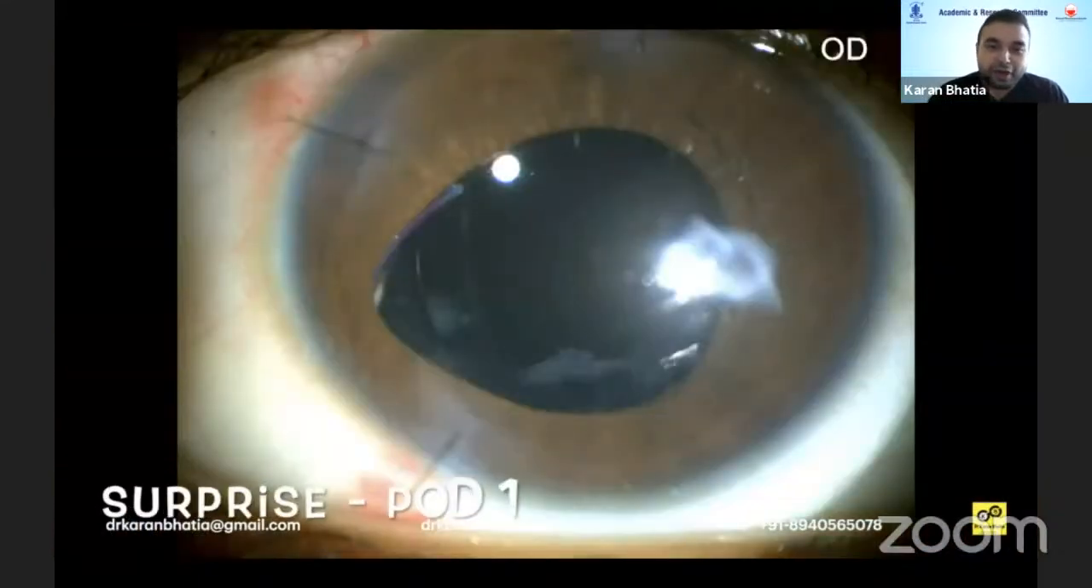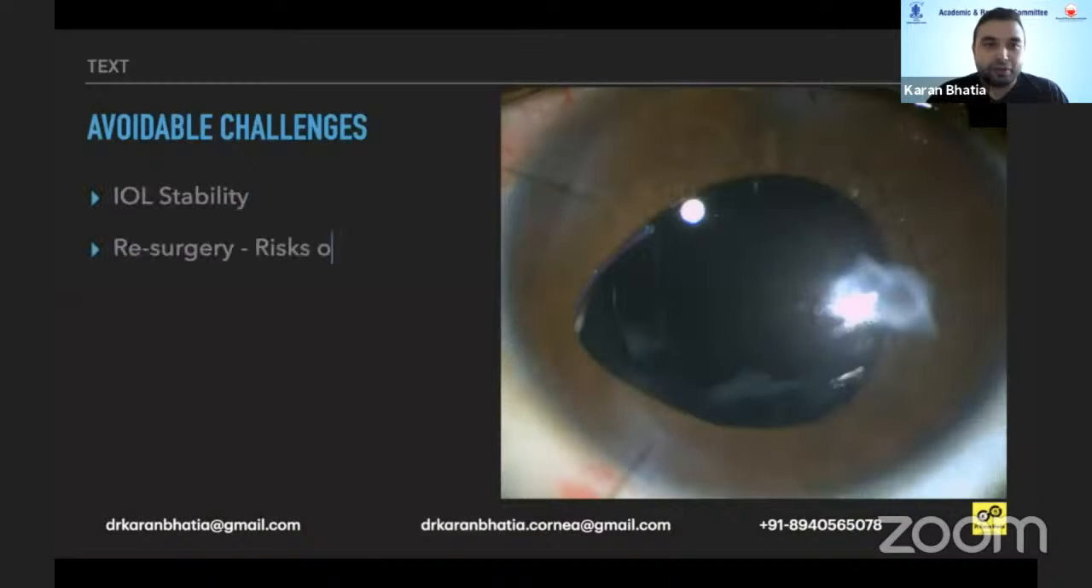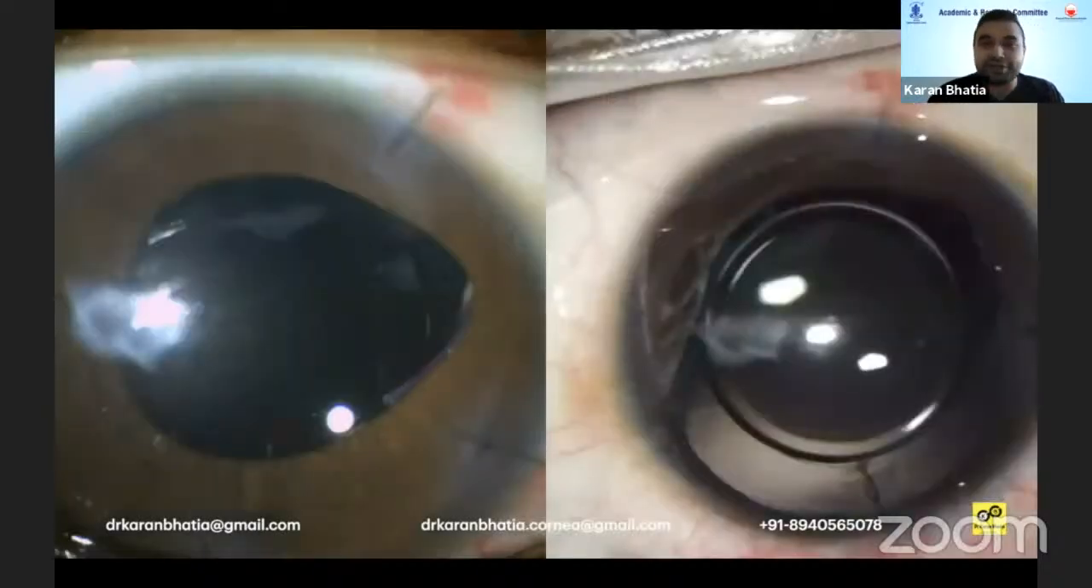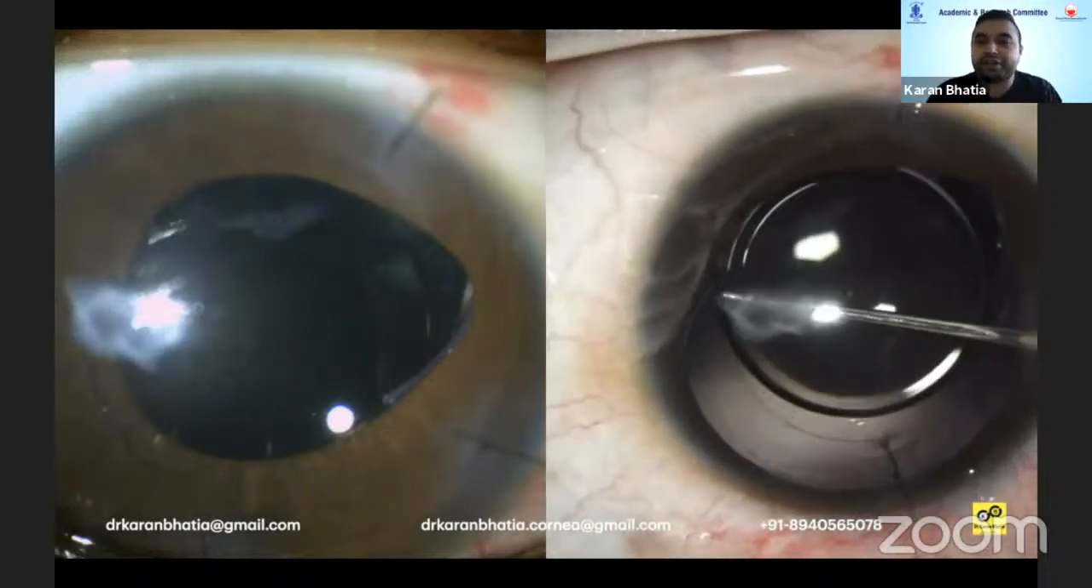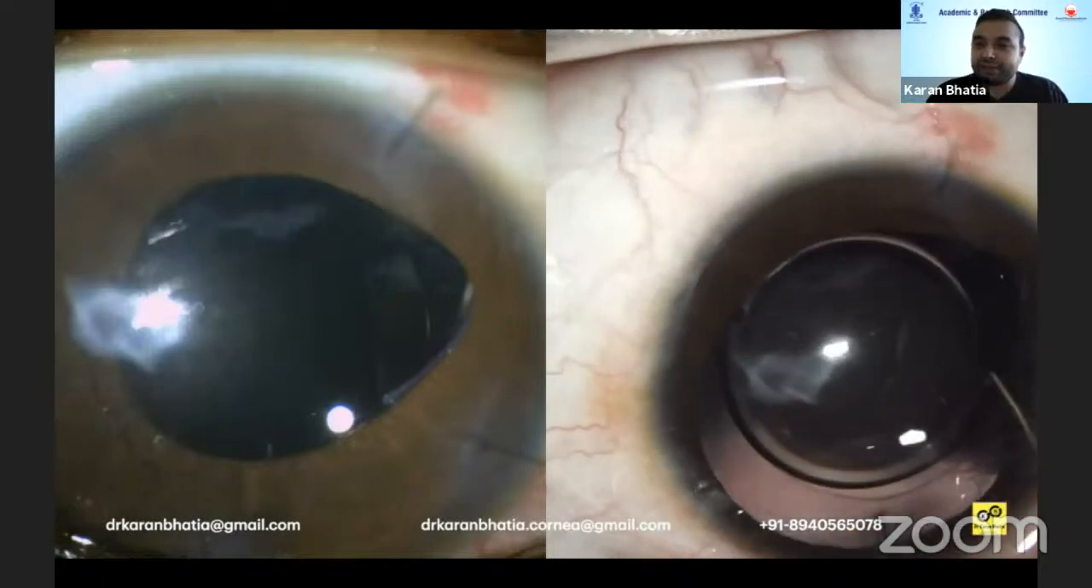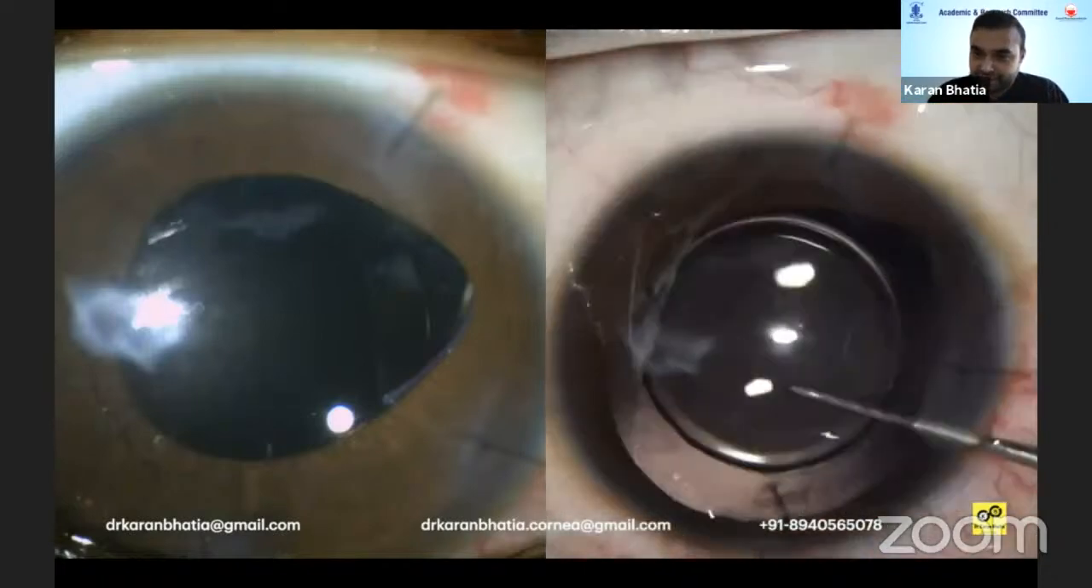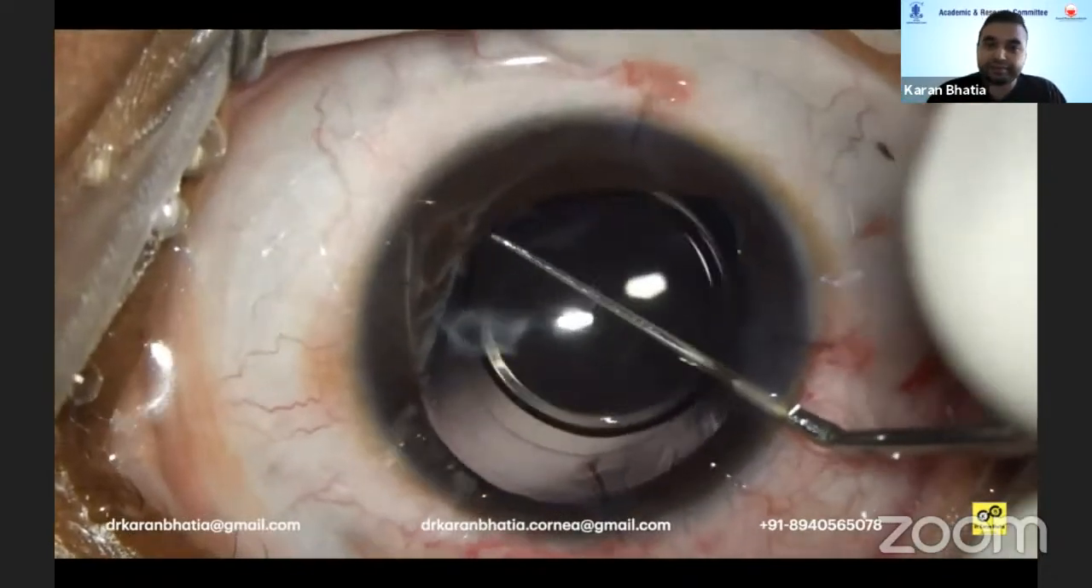So this is what it looked like on POD1. There was a surprise. So this haptic was stuck at the iris and it came out because this is the area where the ALC was torn. So avoidable challenges could be the IOL stability and the resurgery because the patient has to undergo surgery again. So comparing the slit lamp image to the correct orientation as you would want it, this IOL was then redialed because it came out of that area.